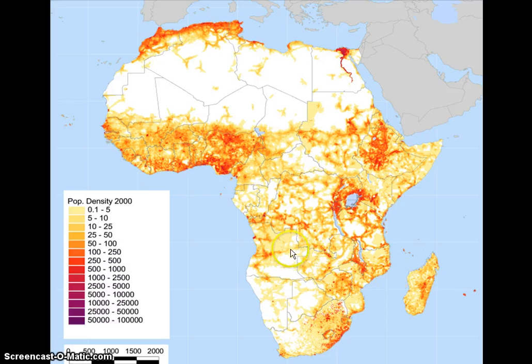So this is a population density map from the year 2000. It shows you how many people live per square kilometer. So the darkest parts are where we see groups of people. Right here is the delta and the river, the Nile from Egypt. And then we have some other major centers of population. This is the Sahara with no people.